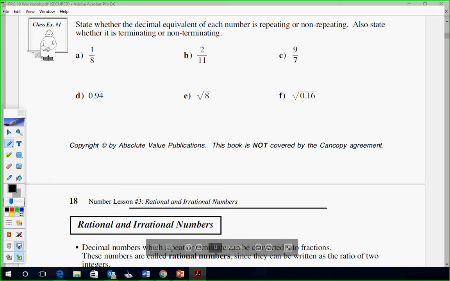So for example, everybody in here knows 1/8. That's going to be non-repeating, so NR, and then it terminates. It stops. Okay, 1/8 is half of 1/4, so it's 0.125. 2 over 11, repeating. Okay, and non-terminating.